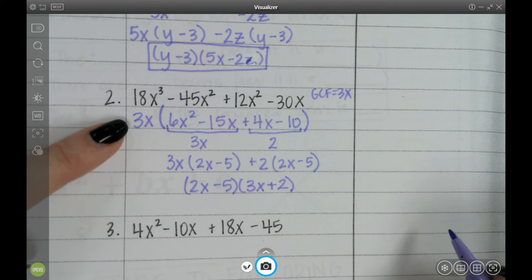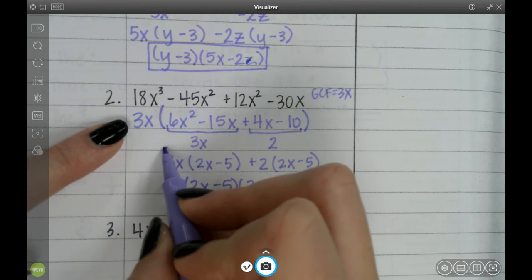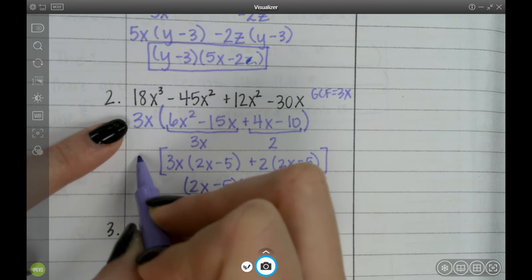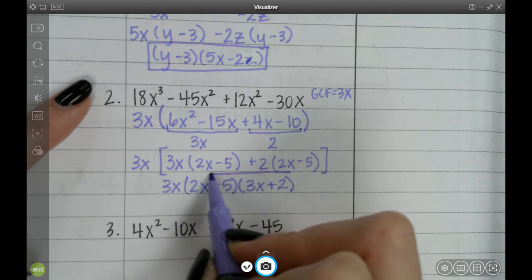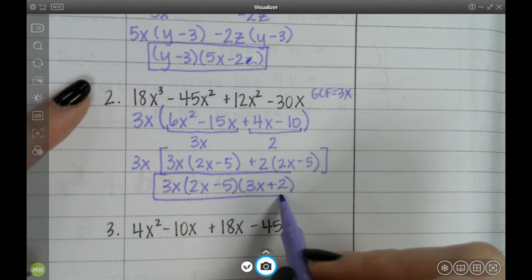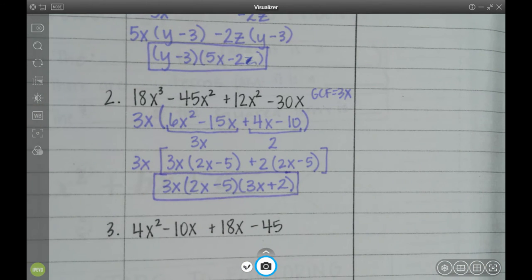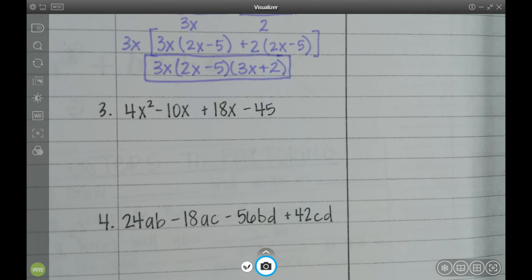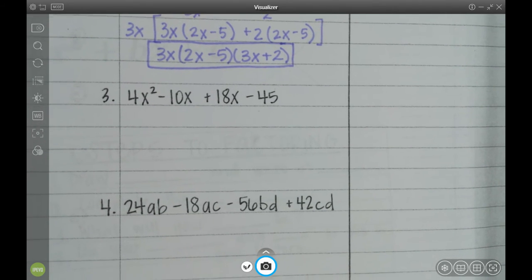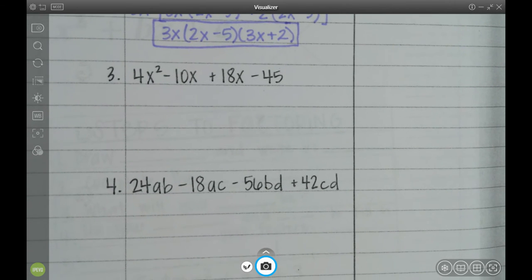But that GCF of 3x is still there. So then I'll go back and put it in front at the very end. Ignoring it until the end is great. You just can't forget about it at the end. Okay? So there's 2 more. Make sure you look for a GCF first.